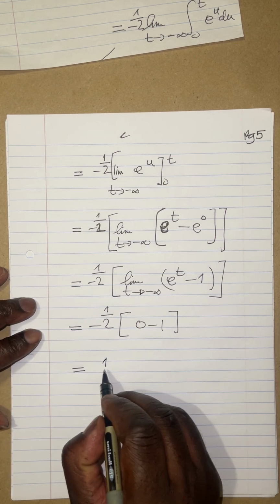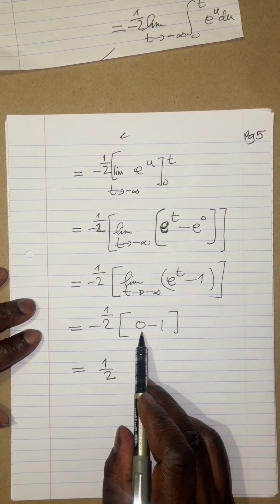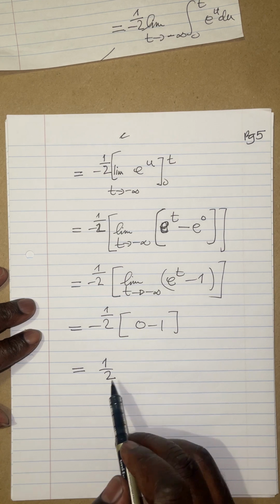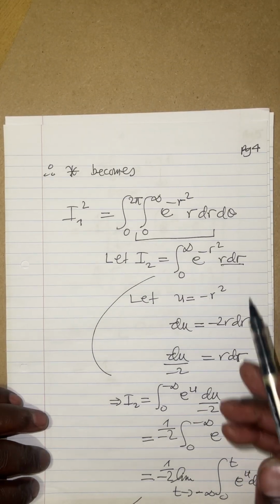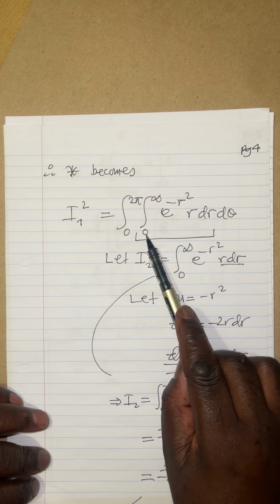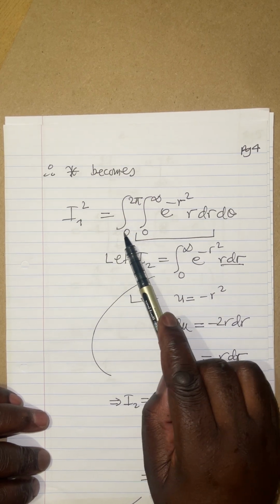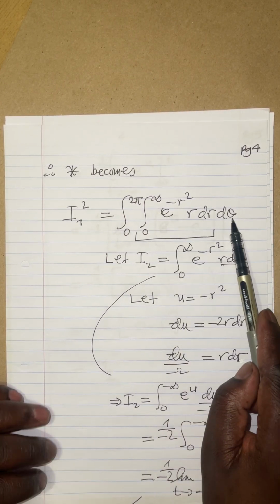Finally here our solution is going to be positive half, because minus half times 0 is 0, minus half times minus 1 is positive half. So what are we saying then? We're saying over here the inner part now becomes positive half, so we're going to have the integral from 0 to 2 pi of half d theta.